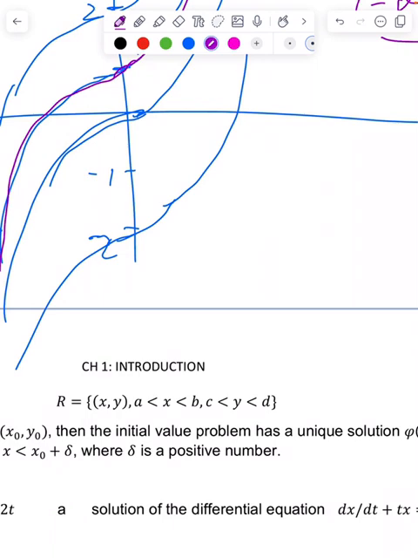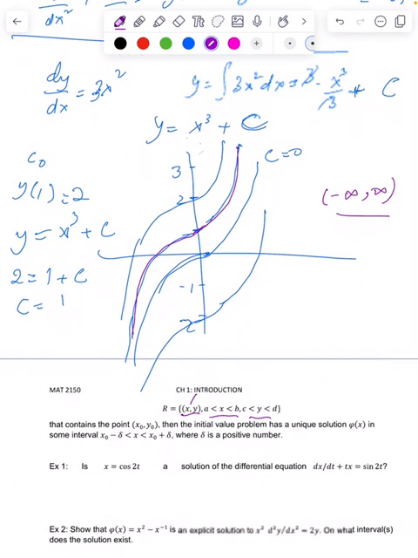R is equal to the ordered pairs, or all the points x, y, such that. This is a very common way of describing something using set notation. So here we write what type of thing we are talking about, and then what are the conditions on it, and that gives you the set.